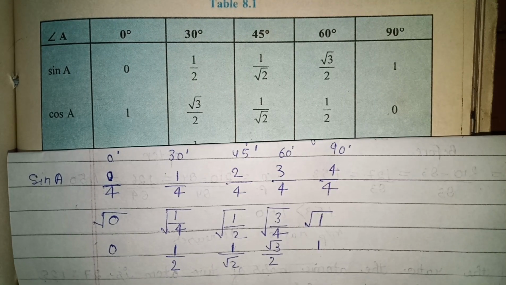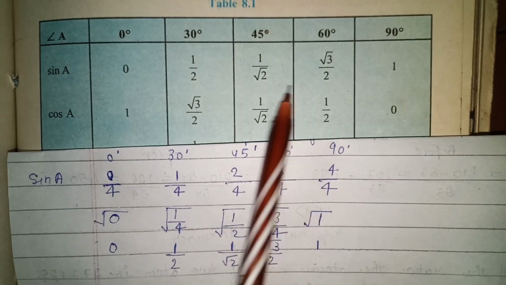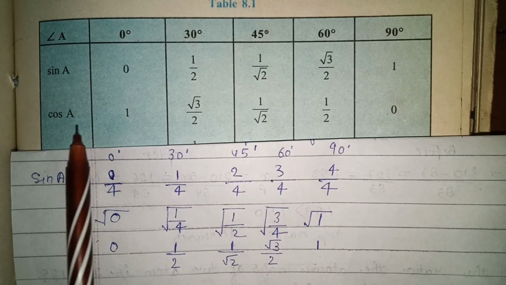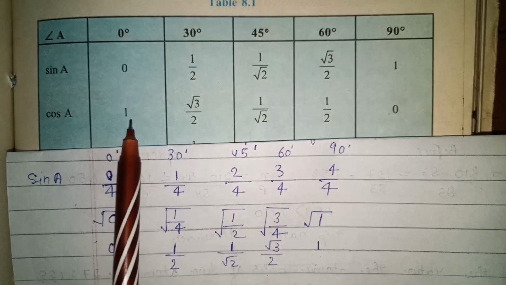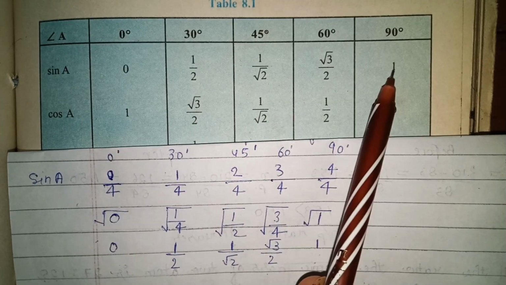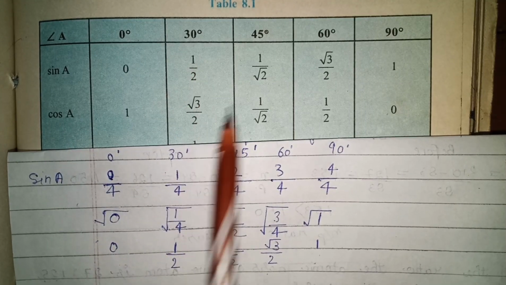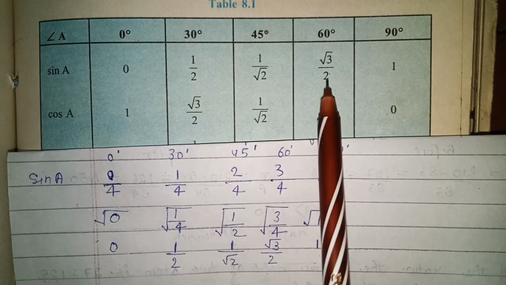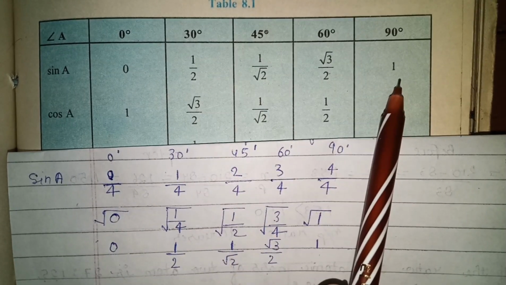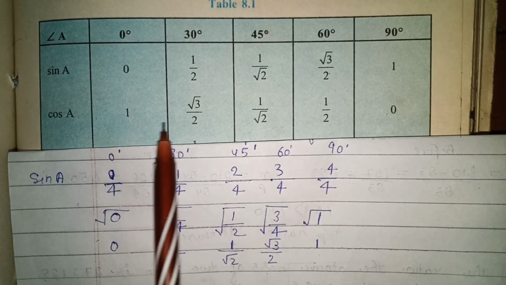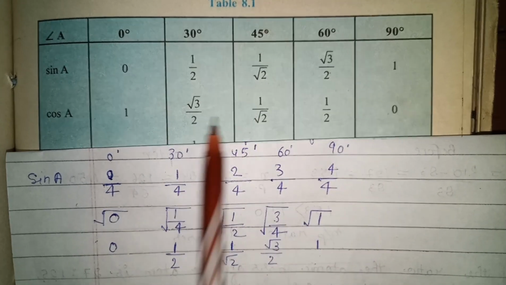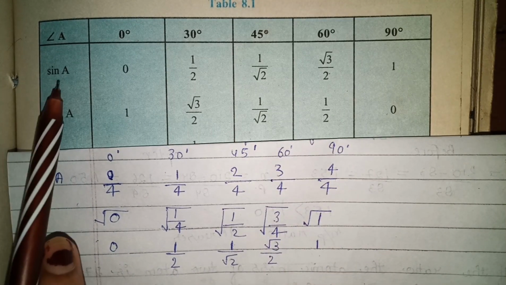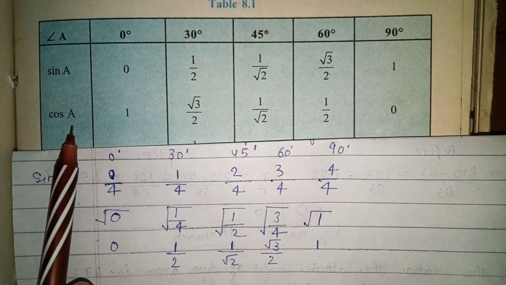Now moving to cos values. In the table, you can just observe that cos A values are just the reverse of sin A. If we move from right to left side, we will get the values of cos A, like cos 0 degree is 1. Now cos 30 degree is root 3 by 2. Here you can see sin 60 and cos 30 are equal. We are moving from right to left side. You can easily see that the values are repeating themselves in the opposite direction. So if you know the values of sin A, you can easily find the values of cos A.